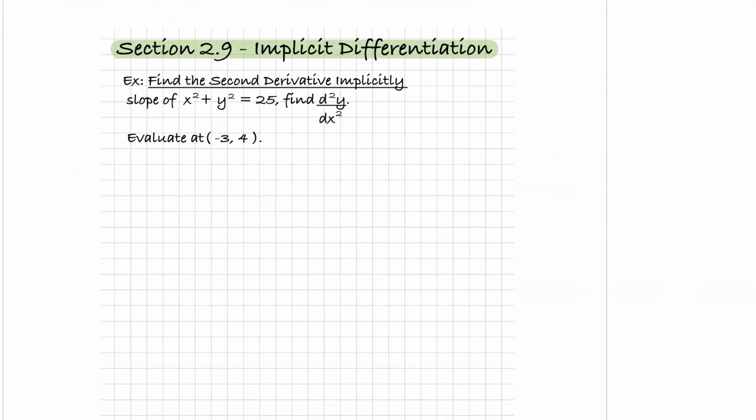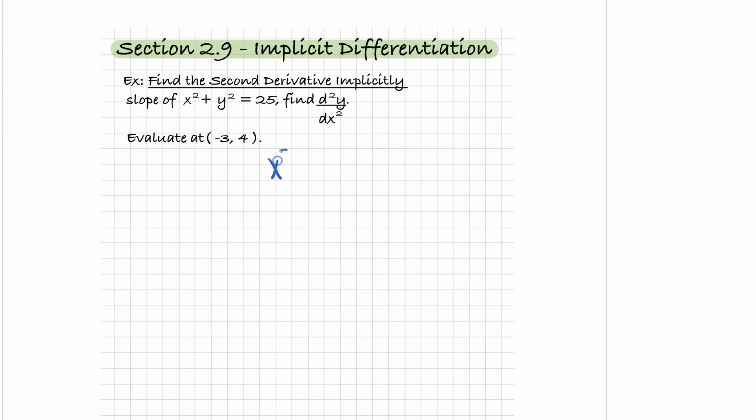Find the second derivative implicitly. And so it's the slope of... here's our function, find dy/dx and evaluate. So for this one, we're going to have to go through this process twice. And so your cleanup is what's going to be really beneficial as you do it.